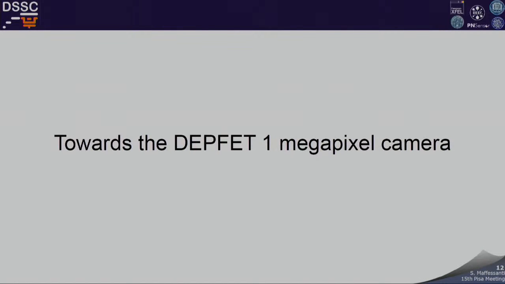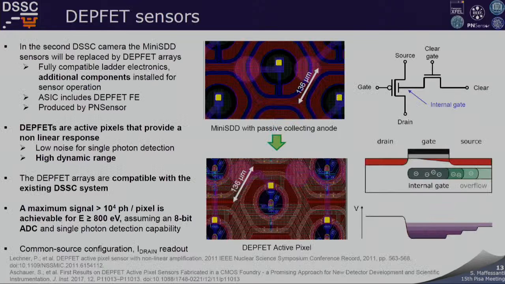So now, towards the DEPFET camera, the second camera will be equipped with DEPFET arrays. The DEPFET will allow us to have low noise for photon resolution and also the high dynamic range which is required in some of these experiments. The pixel arrays are compatible with the camera, so the electronics is fully compatible with both mini SDD and DEPFET arrays, and we can have a non-linear gain response of the pixel.